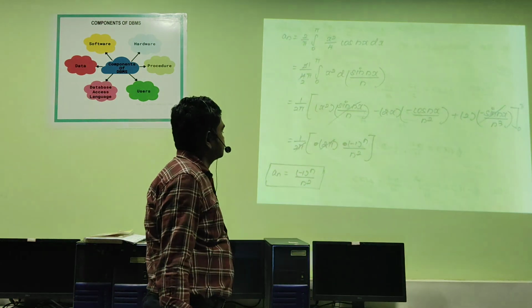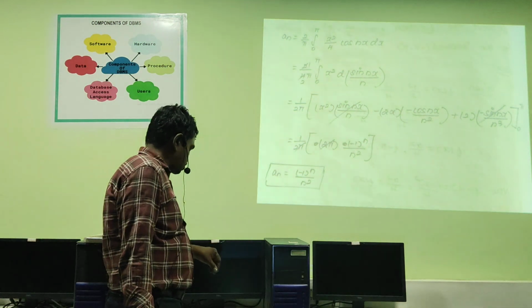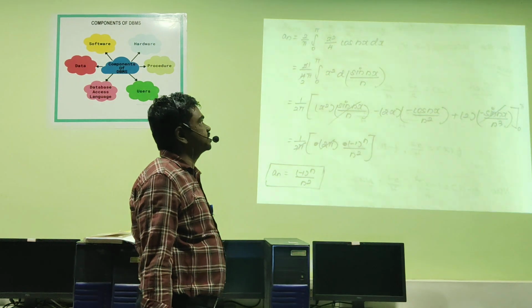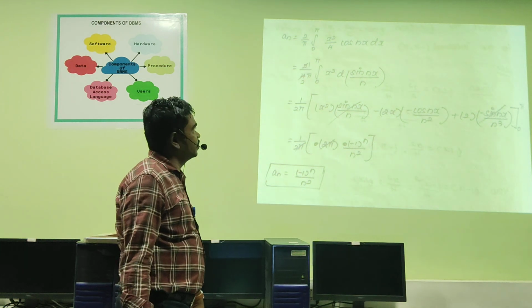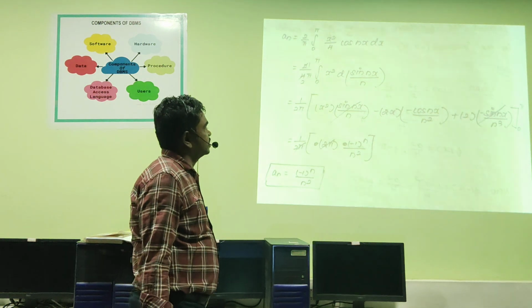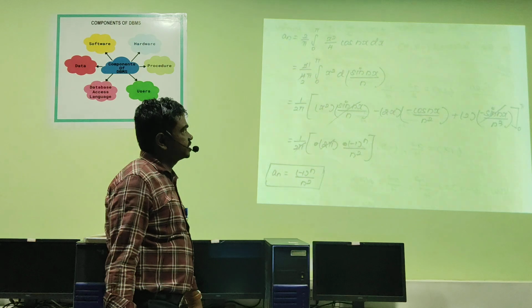Next, a n. So what is a n? 2 by pi integral 0 to pi f of x cos nx dx. What is f of x here? X square by 4. So I will take outside the constant 4. Therefore 2 by 4 pi, so after cancellation 1 by 2 pi. The remaining is integral 0 to pi x square cos nx dx.